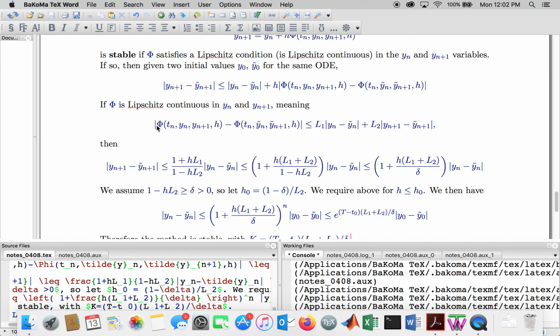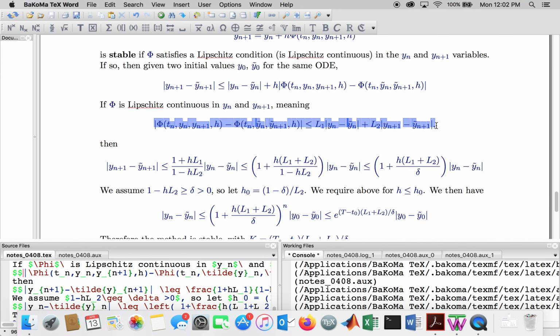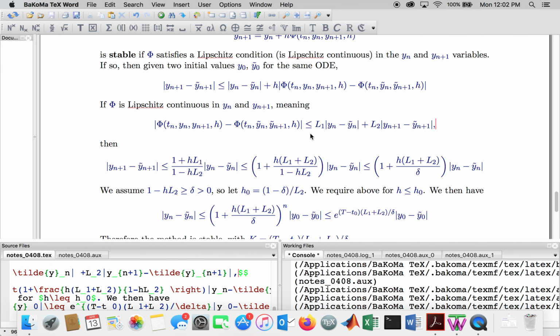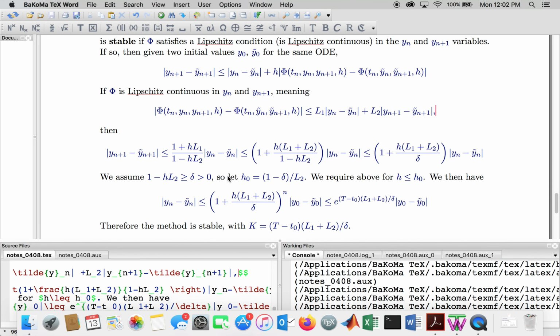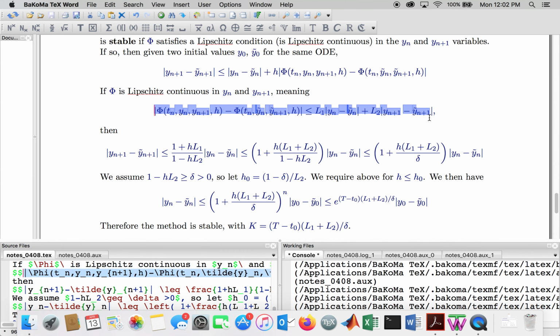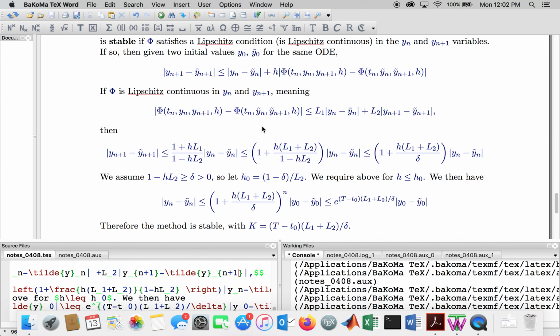If the function phi that defines the one-step method is Lipschitz continuous in the variables corresponding to the solution, what I've shown here is that it meets the definition of stability for a general method. So now, if we're given a one-step method and want to know if it's stable, we don't have to resort to this definition. We don't have to do any of this. We can just check this: is the defining function phi Lipschitz continuous in these two variables?